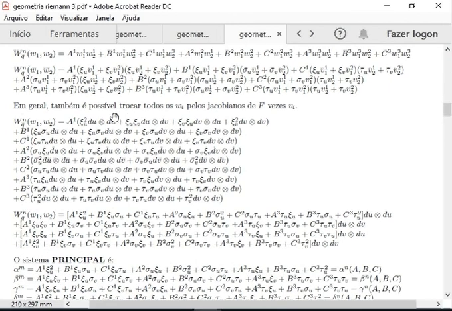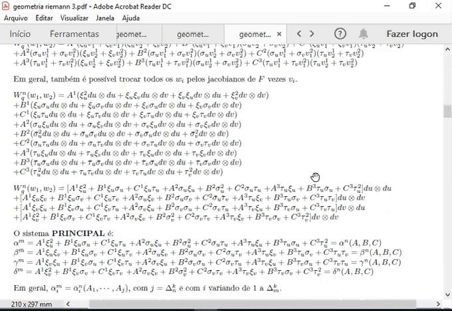Generally, it's possible also to exchange every wi by the Jacobian of big F times vi. What comes next? Who is v11? du. Who is v21? du. I will not speak that, just contemplate that.